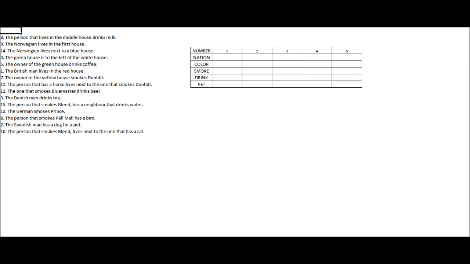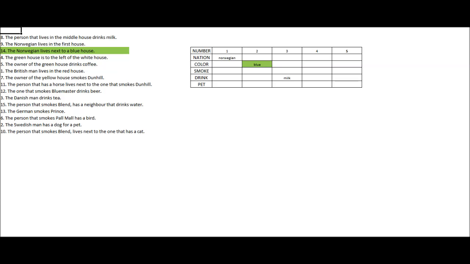Alright, so what we're going to do is start filling in facts. The first fact: the person that lives in the middle house drinks milk. So house 3 is the middle house and they drink milk. The Norwegian lives in the first house. That's an easy one. Fill in Norwegian.